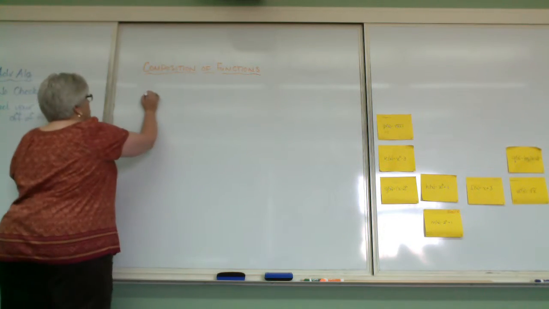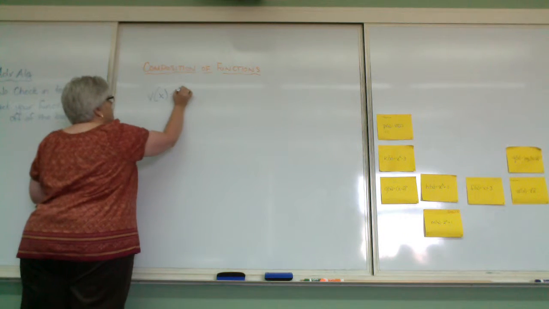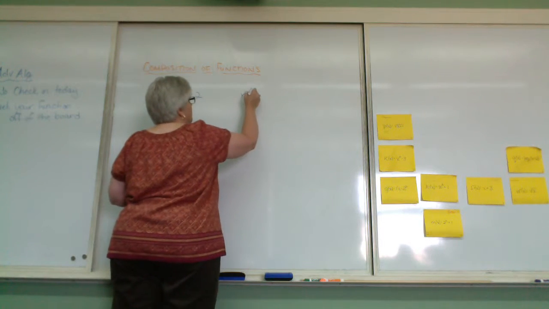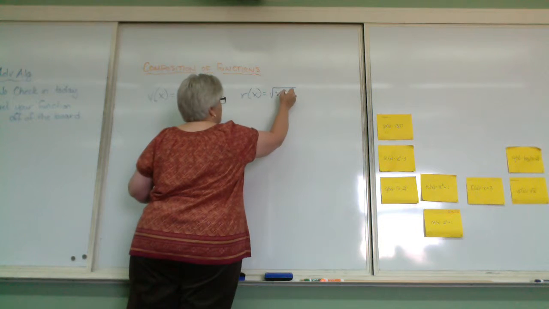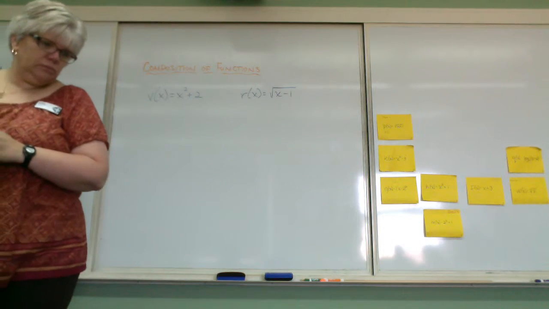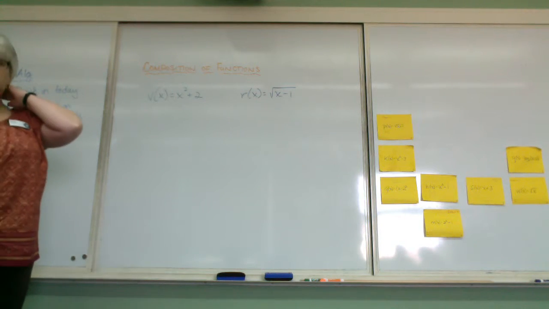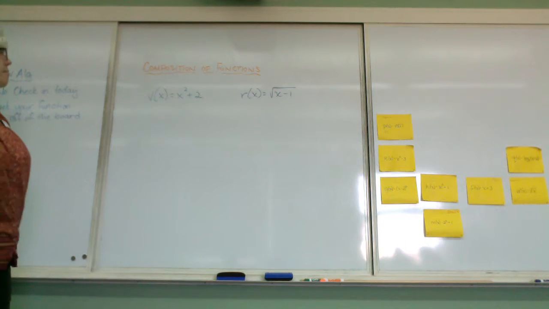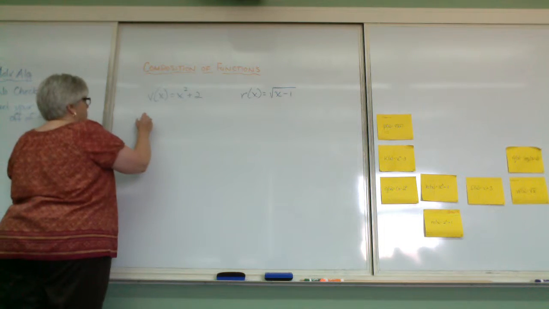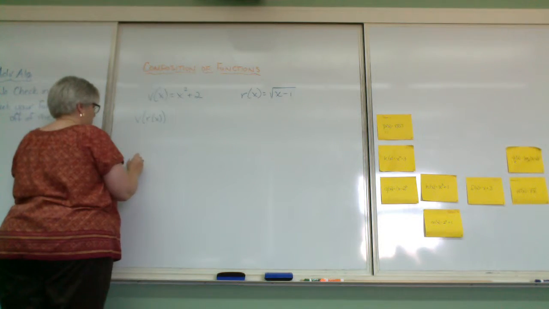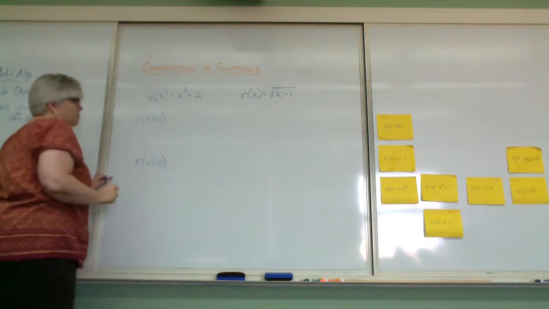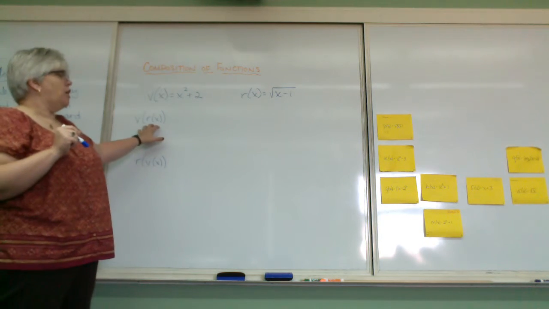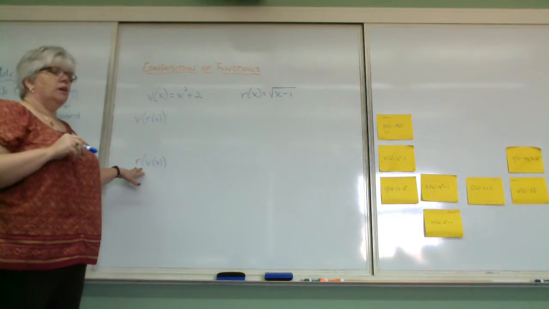So let's work with these two functions. I want v of x to be x squared plus 2. And I want r of x to be the square root of x minus 1. So we're going to do the combinations both ways. The first time we're going to talk about taking v of r of x, and the second time we're going to work on r of v of x.